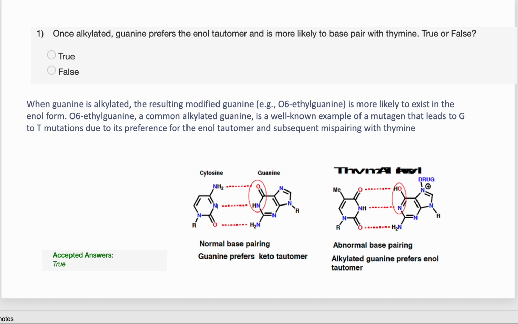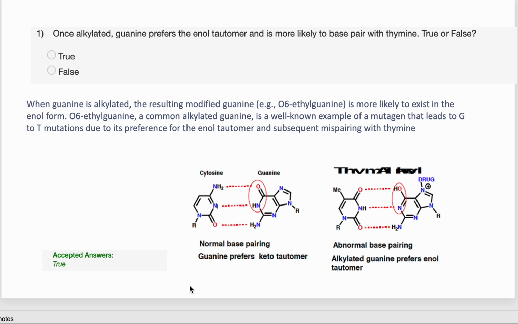Okay, so let's discuss the first questions. Question: Once alkylated, guanine prefers the enol tautomer and is more likely to base pair with thymine. True or false? The answer was true, because you can see here, this is guanine. Once it gets enol formation, this is tautomerization.